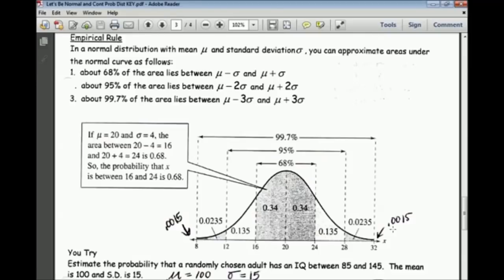And then to get way out here, the part that's not even registered, we would do 100% minus 99.7% divided by 2 to get the area under the curve that is more than 3 standard deviations or less than negative 3 standard deviations from the mean. It was just point zero zero 15.